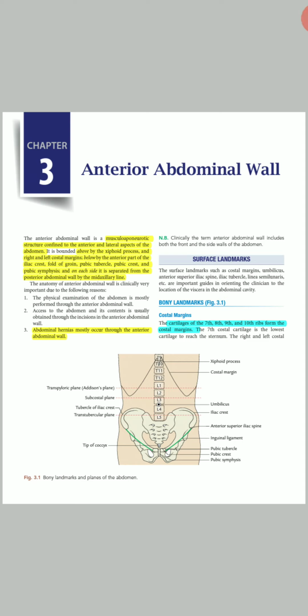Talk about the anterior abdominal wall. In the last class, we talked about the general introduction of the abdominal regions, as well as something about the peritoneum and peritoneal cavity. Today, we will talk about the anterior abdominal wall. So, let's start.